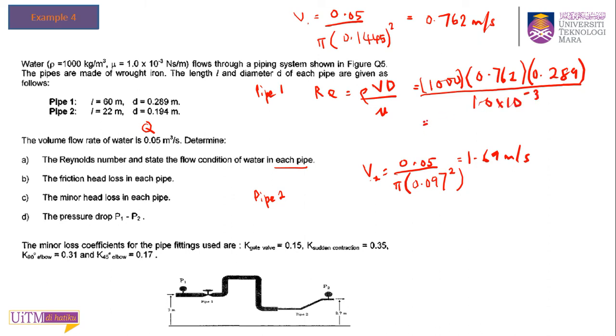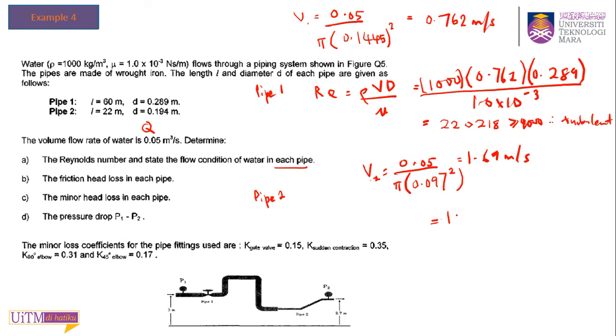Okay, so you get your Reynolds number for pipe 1 is equal to 1000 times 0.762 times 0.289 divided by 1 times 10 power minus 3. So it's 22,0218. Okay, 218. So this is more than 4,000. So it is turbulent. Okay, turbulent.